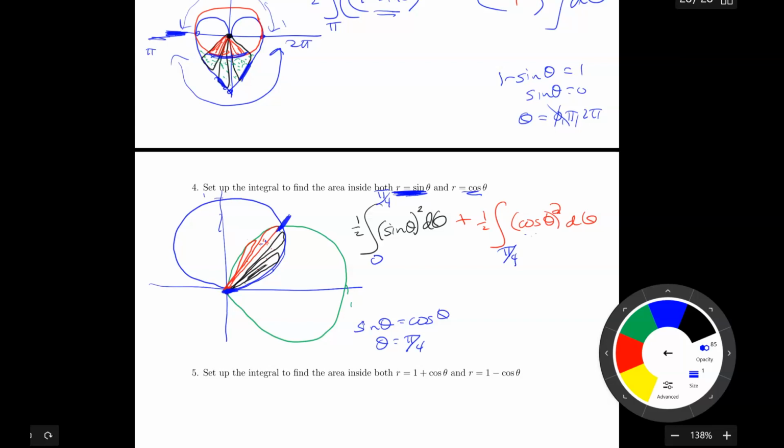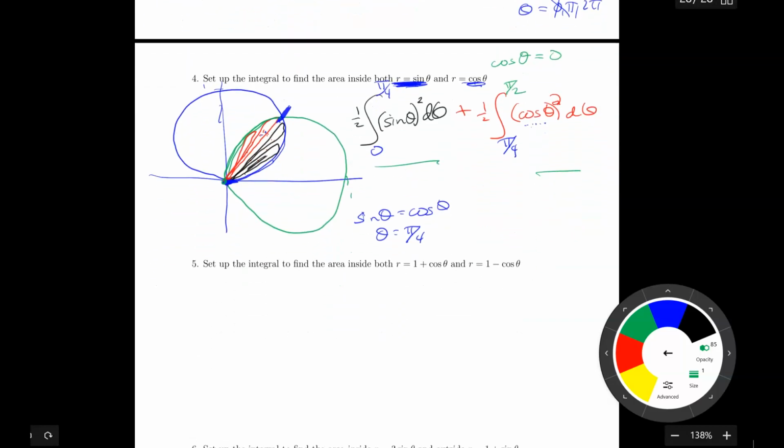And then I'm going to be building them until this red graph, or the cosine graph, the green graph, goes into the origin. So when does this go into the origin? When does cosine theta equal 0? Thinking about just what's keeping in the first quadrant here, that's going to be when the angle is pi over 2. So the angle is pi over 2. So this combined area gives me the area in both of the curves.